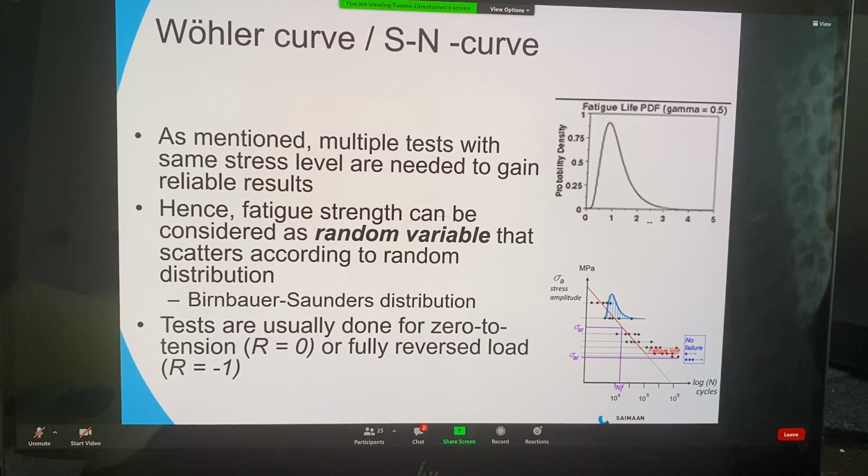And also something to know about this is that the distribution of the results in fatigue is not usually a normal distribution, but a distribution that fits better, or seems to fit better, to these results is the so-called Birnbaum-Saunders distribution. So it's not symmetrical with the peak. It's slightly sloping onto the higher side of the stresses. And usually the tests are done for zero-to-tension, R = 0, or fully reversed load, R = -1. And what that means, we will learn later on.